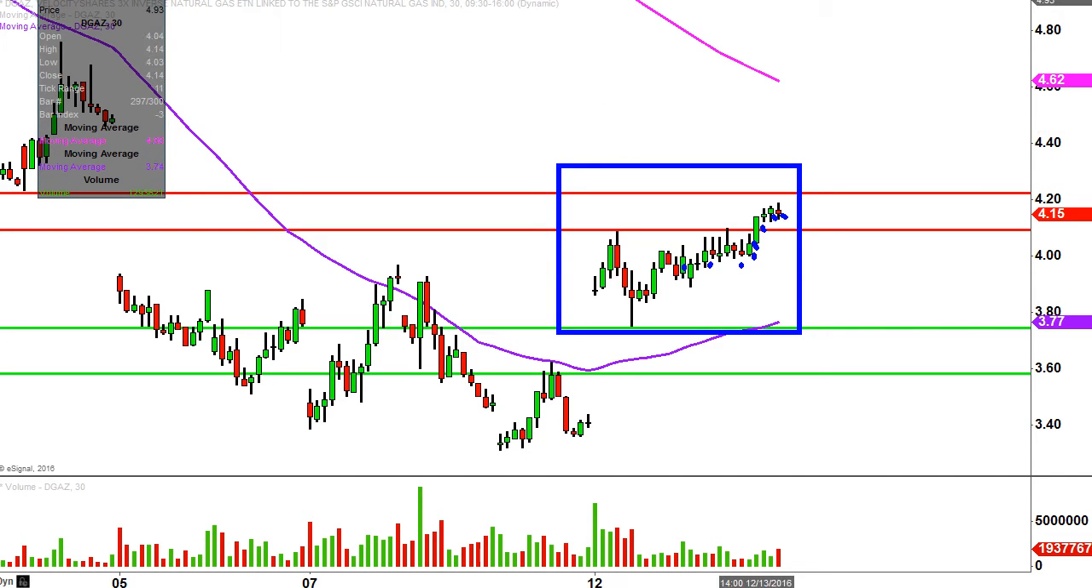I did this analysis yesterday, so that's where these red and green lines are coming from, and I certainly want to keep the chart updated. It was another solid day here for the bulls. They made some progress, and that's what I want to focus on here.